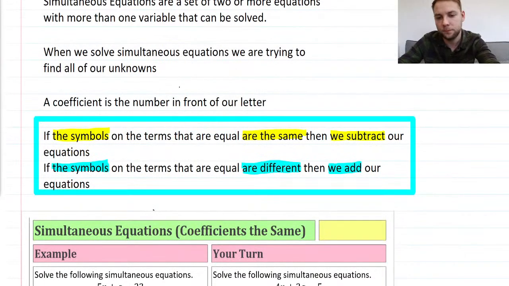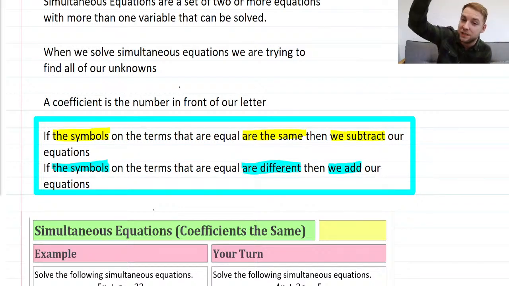So, we've just had our definitions. We know that simultaneous equations are a set of two or more equations with more than one variable that can be solved. We know that when we're solving simultaneous equations, we're trying to find all of our unknowns. Okay, so there's more than one unknown. Another word that we need to think about is the coefficient. So the coefficient is the number which is in front of our letter.